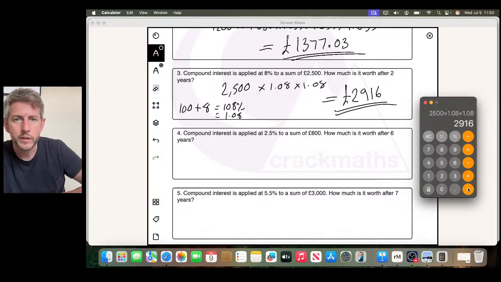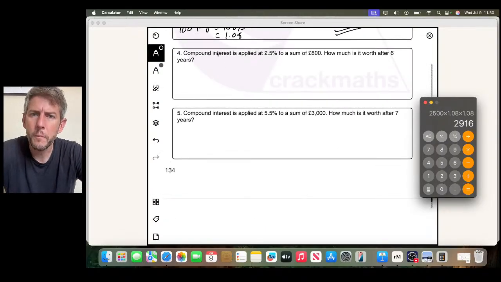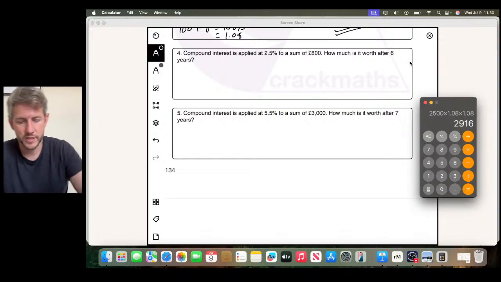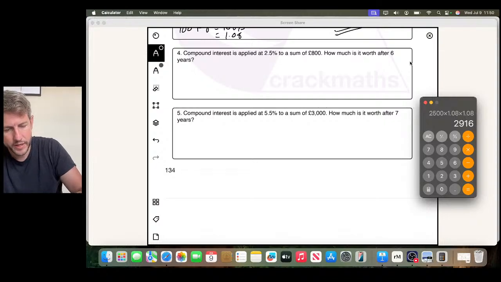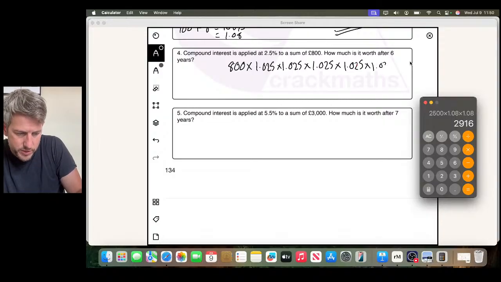Question 4. Compound interest is applied at 2.5% to a sum of £800. How much is it worth after 6 years? 800 this time is our starting number, times 1.025, times 1.025, times 1.025, times 1.025, times 1.025, times 1.025.